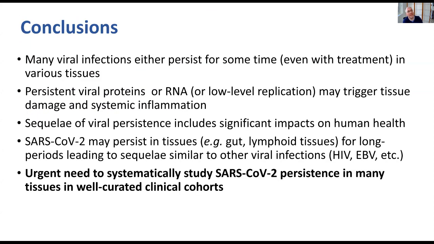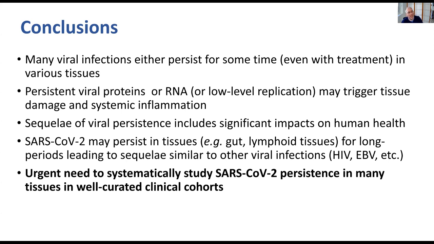And I'll just conclude that certainly many viral infections persist for some time, even with treatment, in various tissues. Persistent viral proteins or RNA, or even potentially low-level replication, may trigger tissue damage and systemic inflammation. And sequelae of viral persistence include significant impacts on human health, even in the setting of treatment, for example HIV. SARS-CoV-2 may persist in tissues for long periods of time, which may lead to the sequelae we have seen with other viral infections and may also be synergistic and detrimental over time.